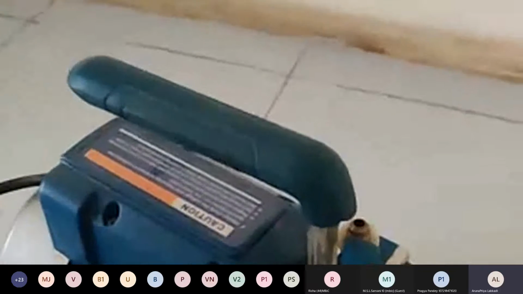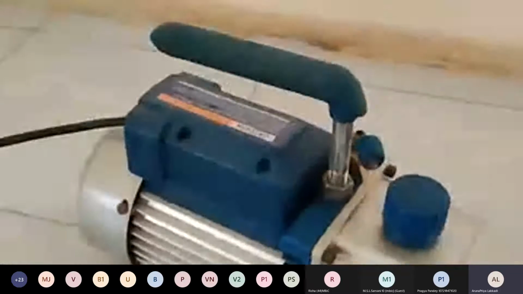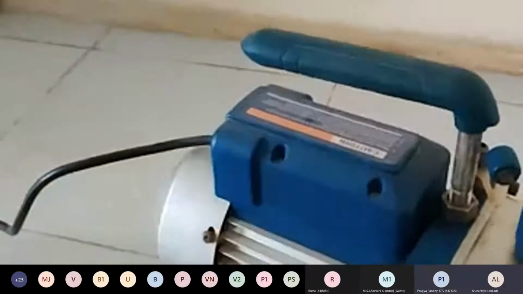So now this solution we are filtering with the help of the Buchner suction. Can you see this vacuum pump? Yes, ma'am. This one is a suction pump. In normal filtration, as we do in the regular class, it takes time to dry. With the help of the suction pump, it takes very little time to dry the product. So using this suction pump, we are doing the filtration.